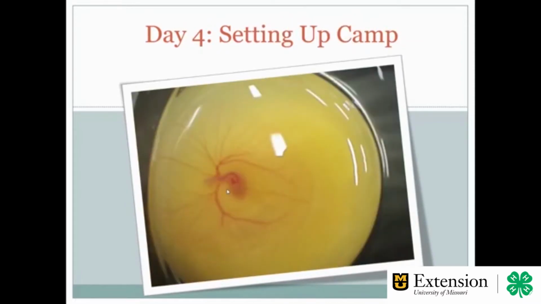Day 4, we're setting up camp. The tongue begins to form and the embryo actually turns on its left side. If you noticed in the video, that embryo was laying on its left side as it developed, and it will continue to lay on its left side for the duration. Here's our little embryo right here. This is the spinal column, and then there's that heart again.